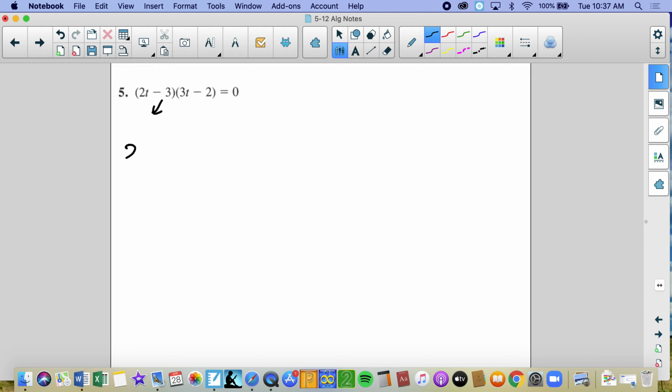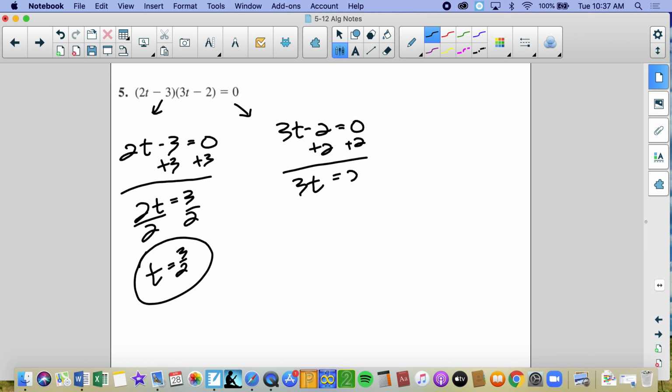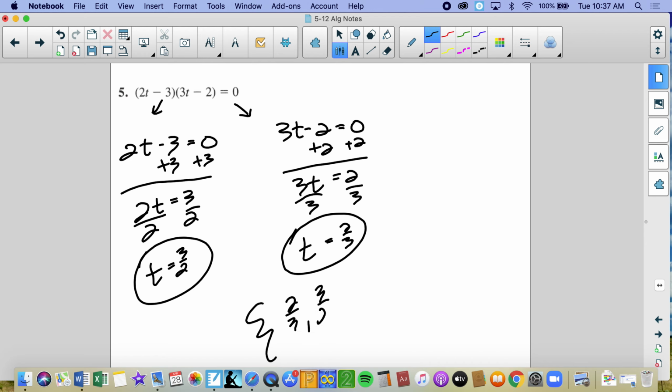So let's separate them. 2t minus 3 equals 0. And 3t minus 2 equals 0. So we're going to add 3, get rid of things being added and subtracted first. Divide by 2. t equals 3 halves. Let's add 2. 3t equals 2. Divide by 3. t equals 2 thirds. Let's put them in numeric order. 2 thirds is smaller than 3 halves. So those would be my solutions.